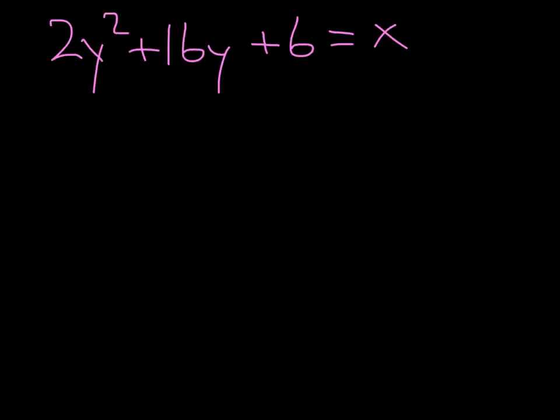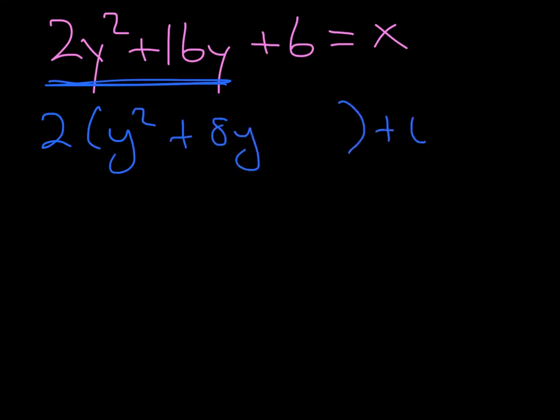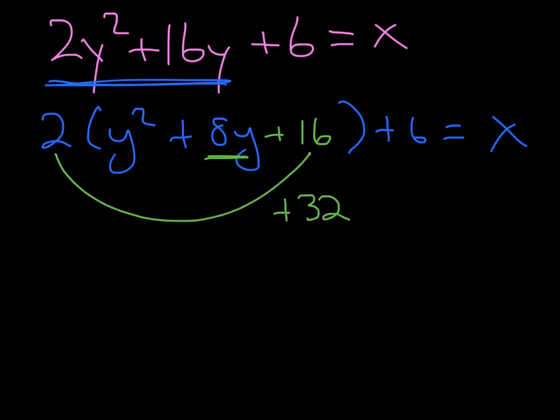Okay, so in this example, now I have my x by itself, so I changed it up a little bit on you, and I'm just going to factor out a GCF here. So I get 2y squared plus 8y, leave a little space, plus 6 equals x. And now I'm going to add half of my b value, so half of 8 is 4, and 4 squared is 16. So I'm going to add 16, but remember, I'm really adding more than 16. I'm really adding a 32, so I want to subtract a 32 at the same time.